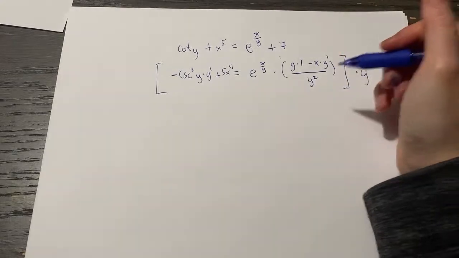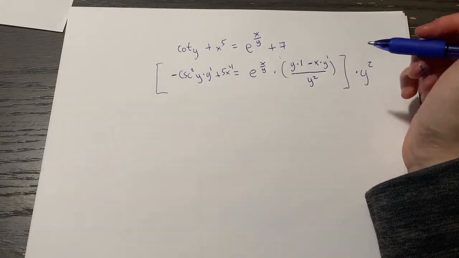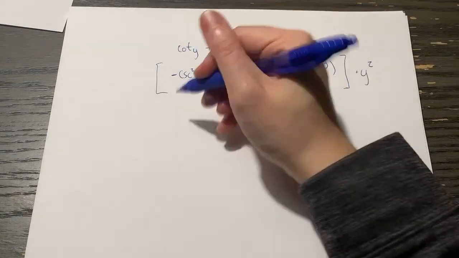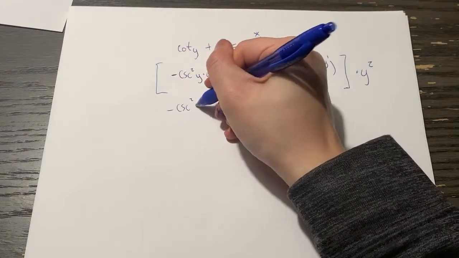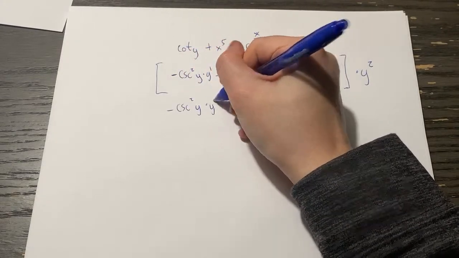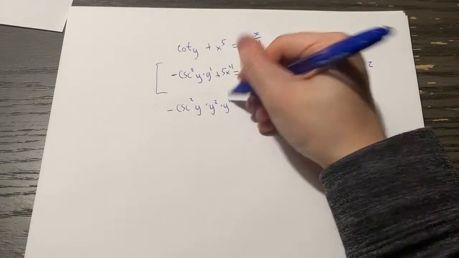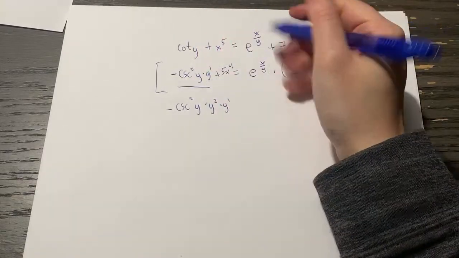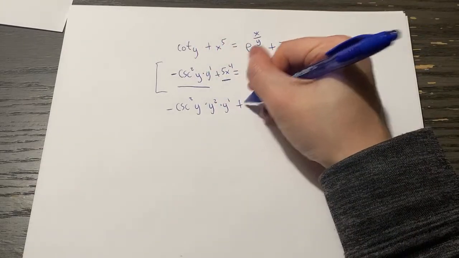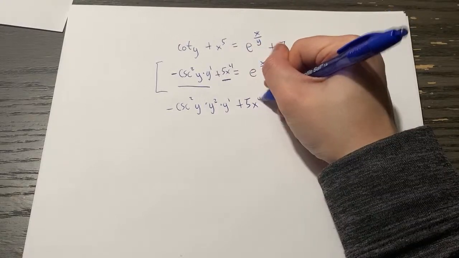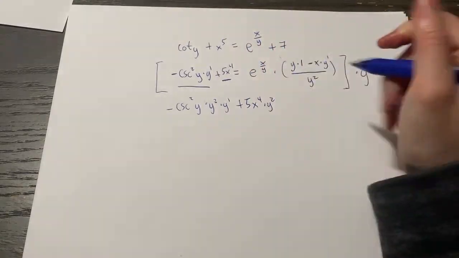Because what you do to one side of the equation, you have to do to the other side of the equation. So when you multiply by y squared, this one will be negative cosecant squared y times y squared times y prime, because I'm multiplying this term by y squared. Then I'm going to multiply this term by y squared as well. So it's going to be 5x to the 4th times y squared.